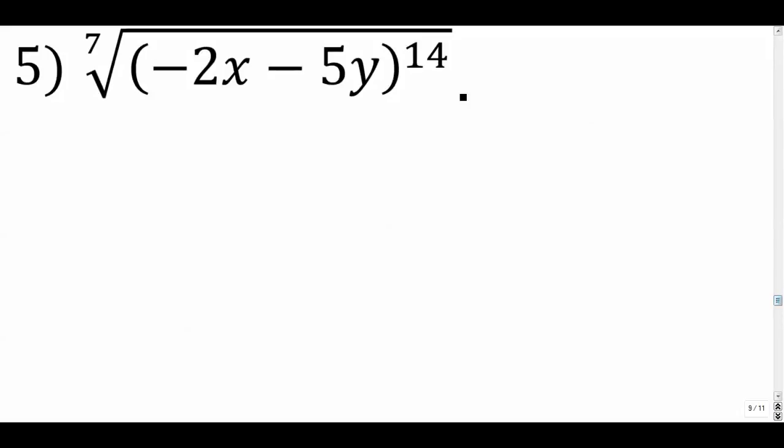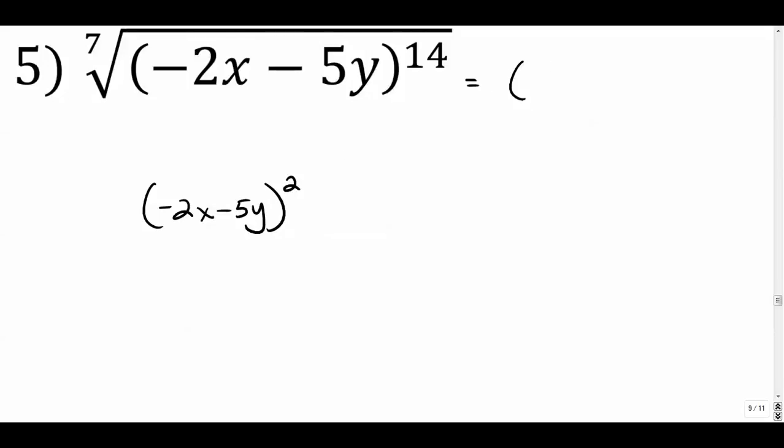Number 5, pause it, give it a shot. I've got 2 methods here. I'll show you one. Here's a little tip for you. When I notice that my index and my exponent are divisible, in other words, 14 divided by 7 is nice and neat, it's a 2, I'm going to make that simplification right now.